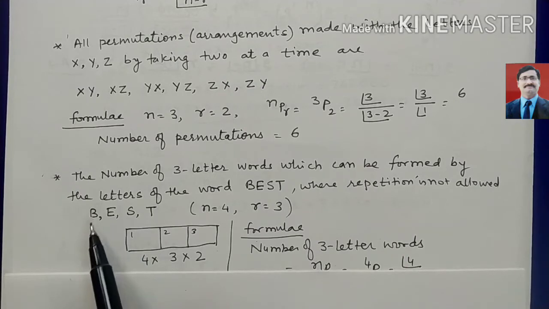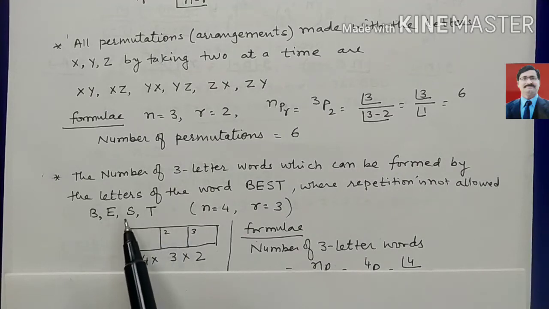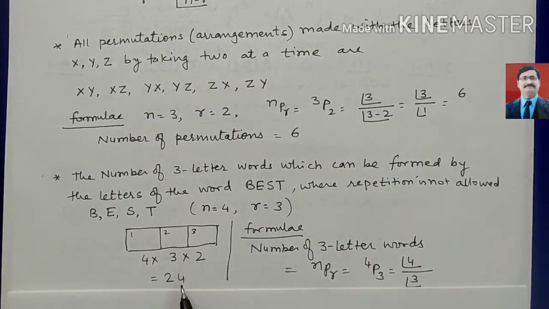Then if we use any one, the remaining are 3 ways to fill the second place, and if we take the second also, then 2 are remaining to fill the third place. So 2 ways for the third place we have. If we multiply 4 into 3 into 2, we get here 24.